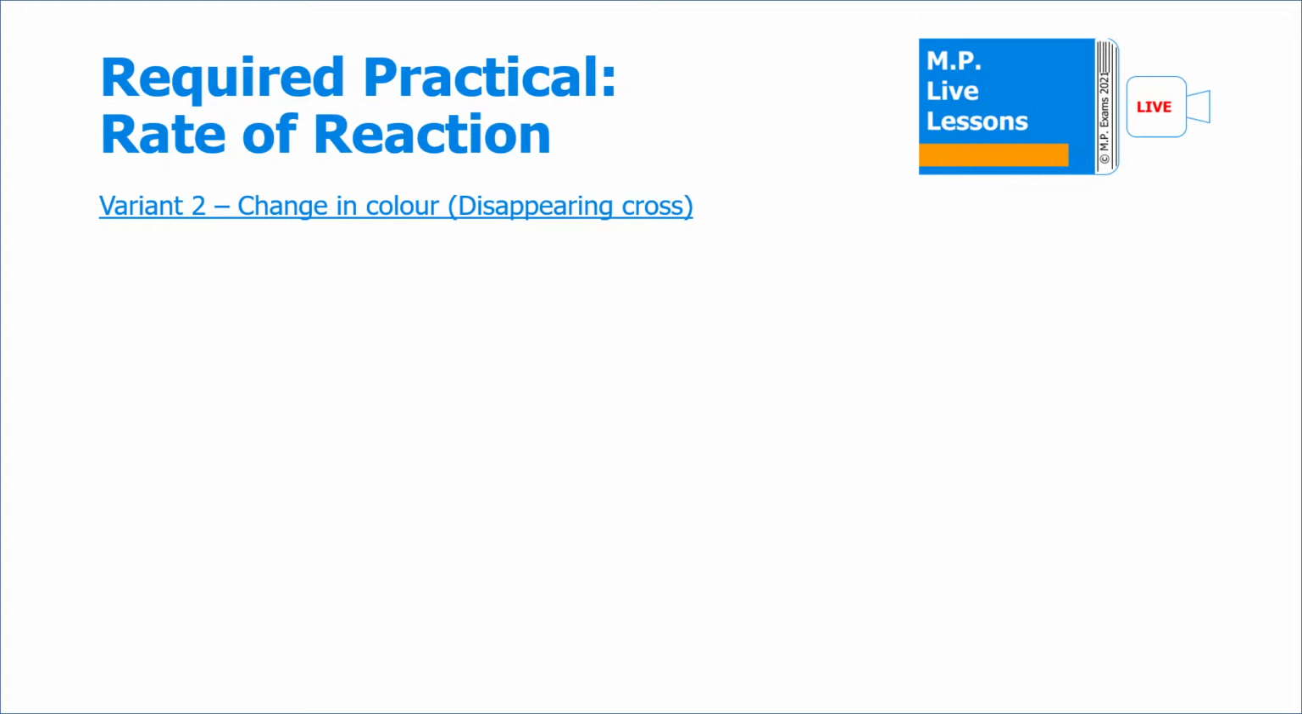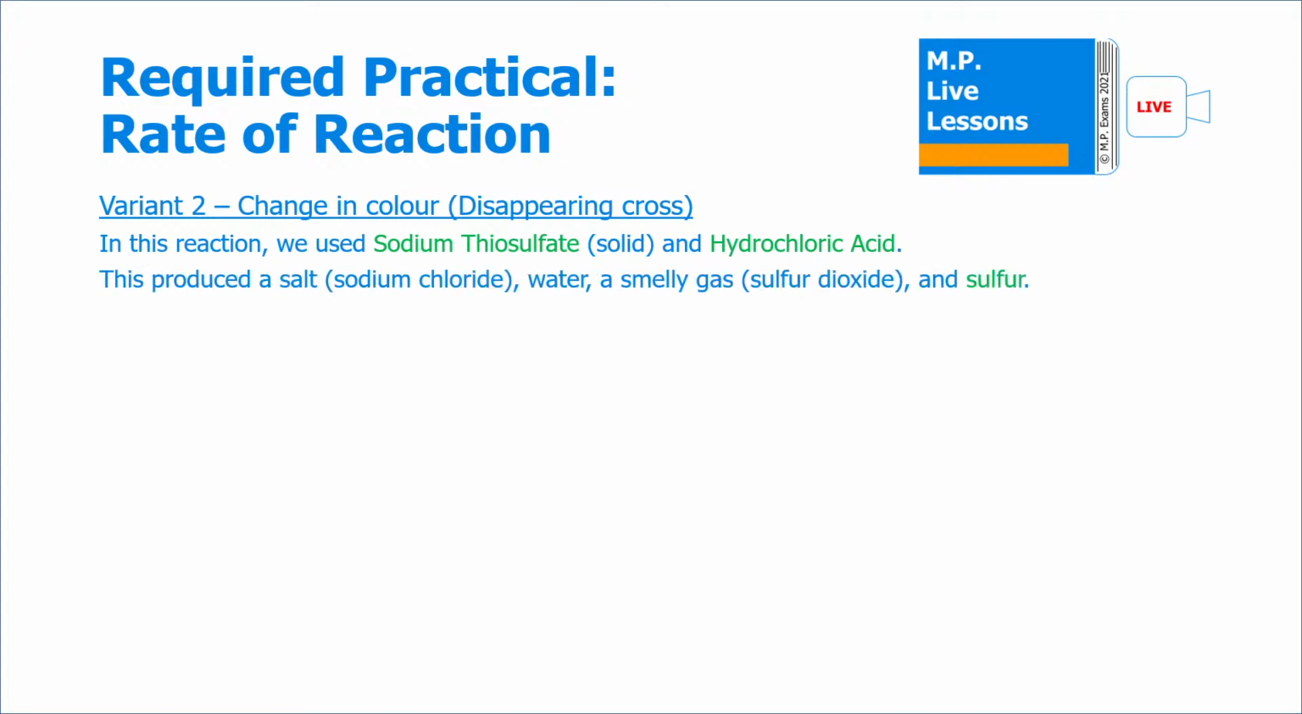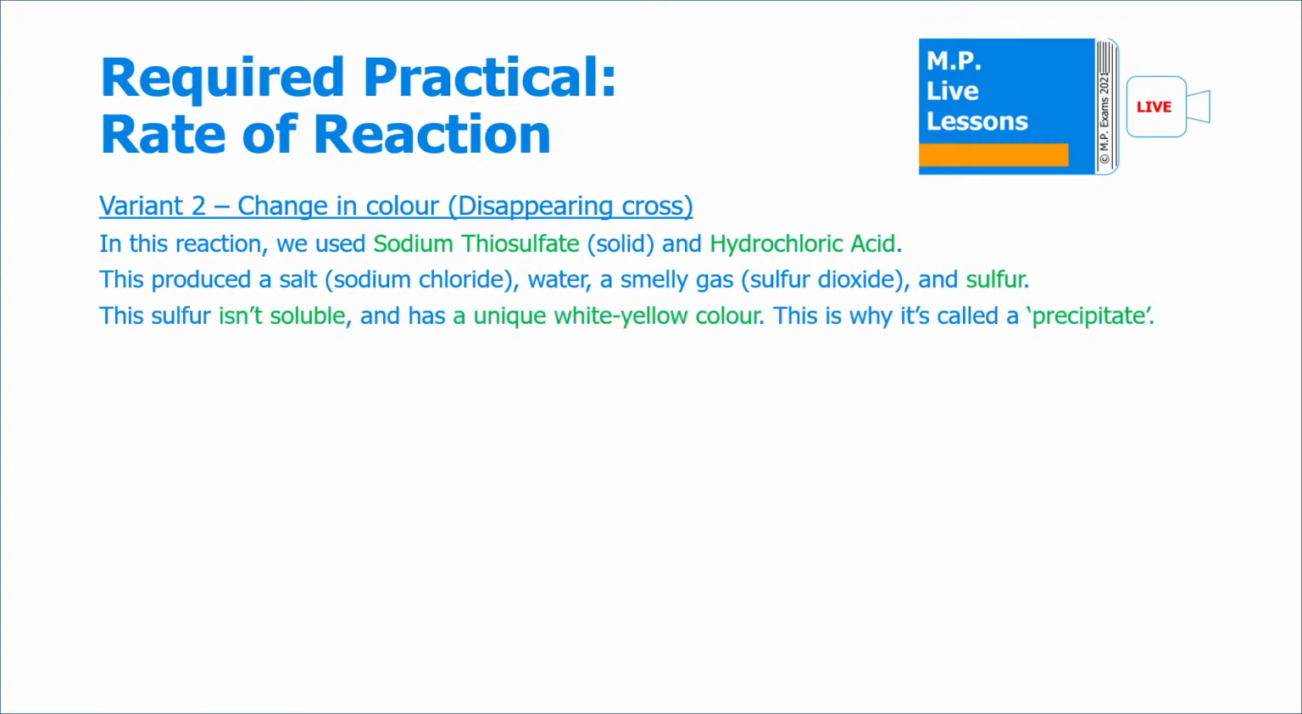So this is where we look down a flask and we wait for a cross to disappear. So in this reaction, we're going to use sodium thiosulfate and hydrochloric acid. Now this produces a salt, water, a smelly gas, which is sulfur dioxide, and sulfur. Now this sulfur isn't soluble and it has a unique almost white or yellow color, and that's what we call a precipitate. We can see it in water and it makes it no longer clear, so we can't see through it.